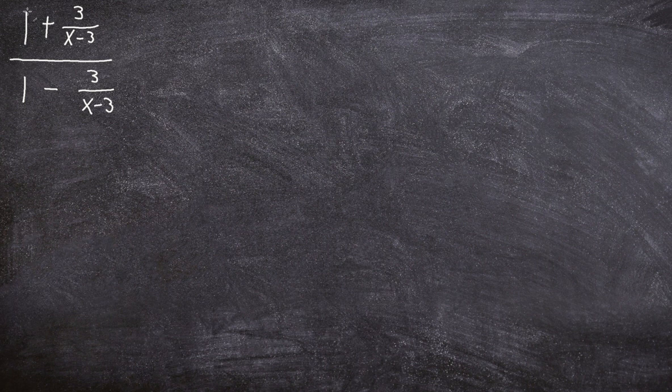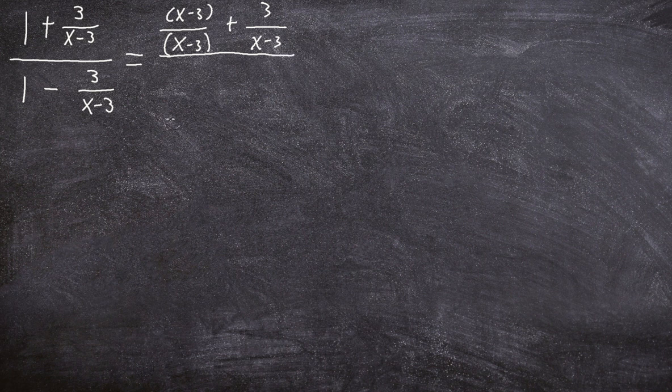And how can I actually simplify this numerator here? So I have 1 plus 3 over x minus 3. What would the LCD be for that? Well, this is 1 over 1. So x minus 3 would be the LCD. So I can make 1 into x minus 3 over x minus 3. So that's still 1 because it's something over itself, plus 3 over x minus 3.